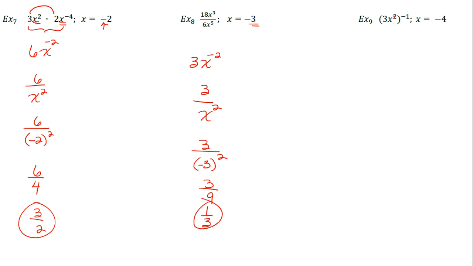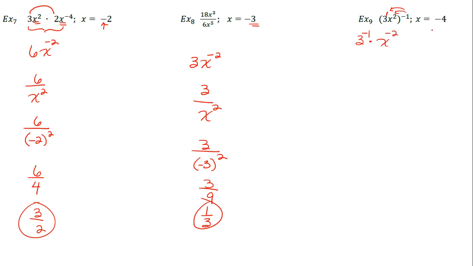And lastly, again, we have a power raised to a power. Now remember, every factor of this expression has an exponent. It's in parentheses. So 3 has a power of 1, x has a power of 2. We're raising each of these to the -1. So we're going to multiply every exponent by the -1. So I have 3 to the -1 times x to the -2.